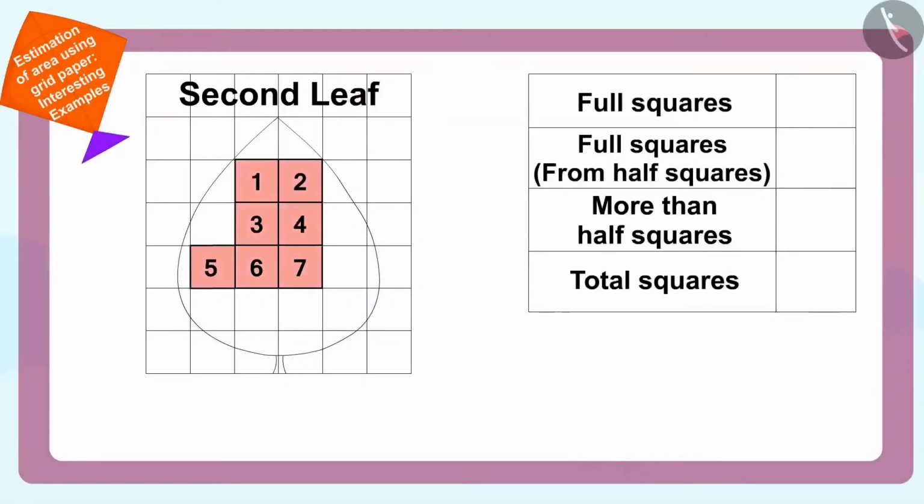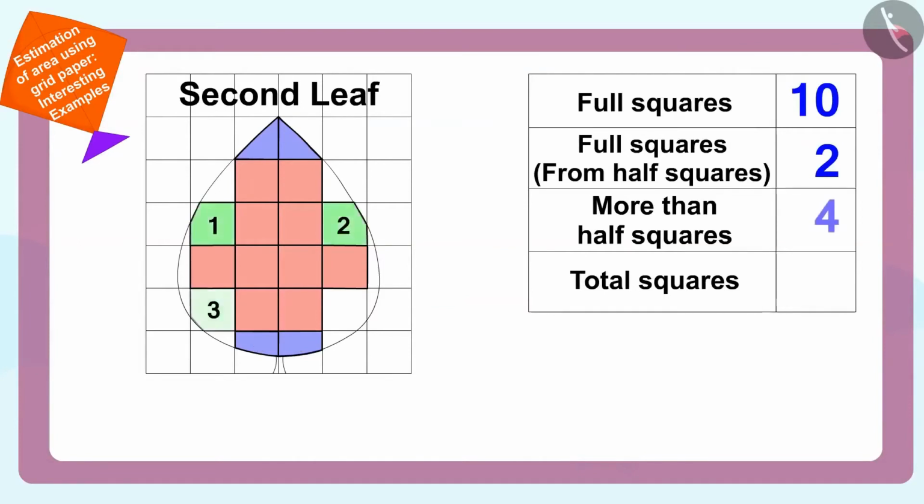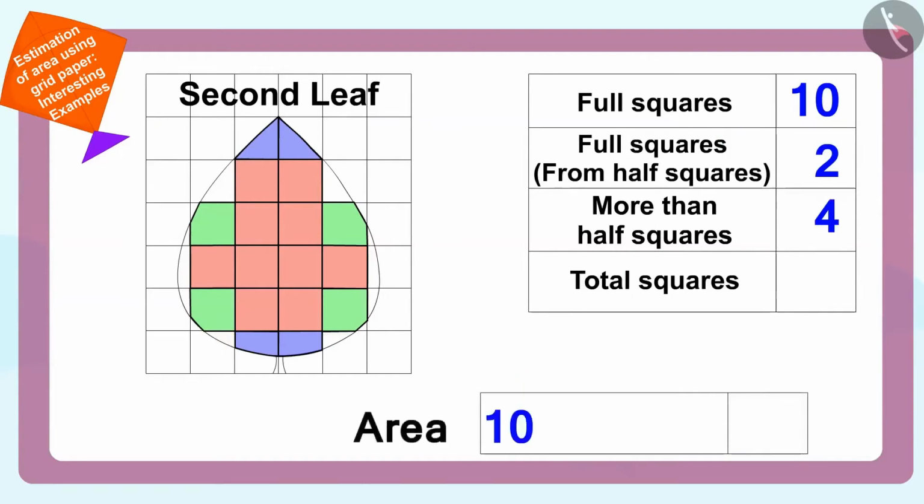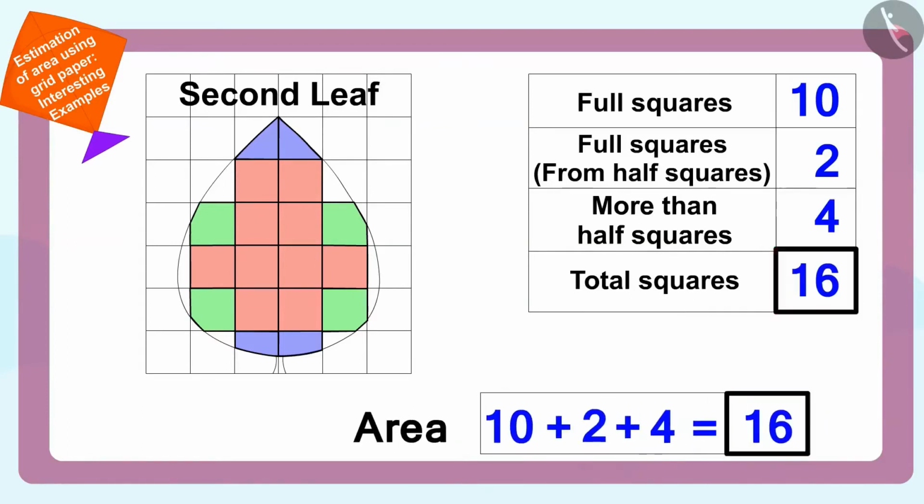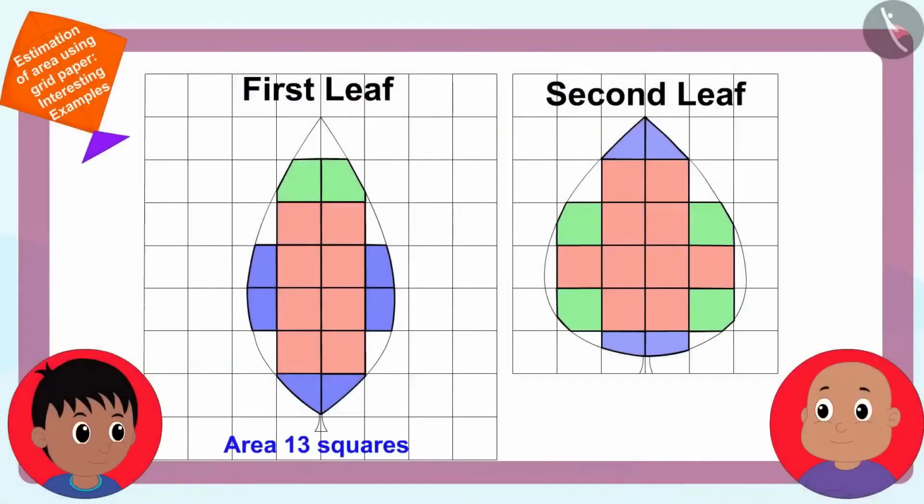The area of the second leaf has 10 full squares, 4 half squares or 2 full squares, and 4 more than half squares. And there are some less than half squares which we will not count. In this way, there are 10 add 2 plus 4 or 16 squares in the enclosed area of the second leaf. In other words, there are 16 squares in the area of the second leaf. Bablu also found the answer to this question just like you.